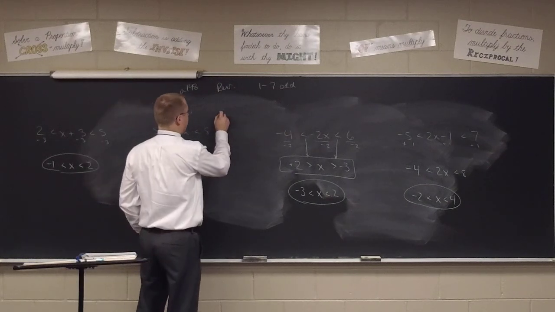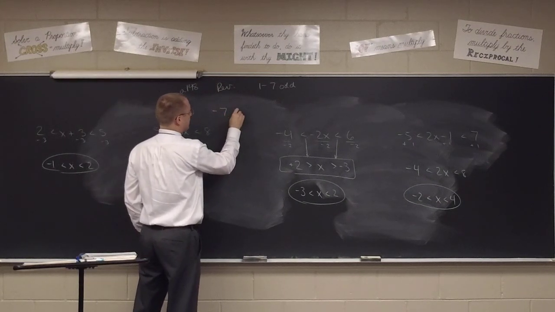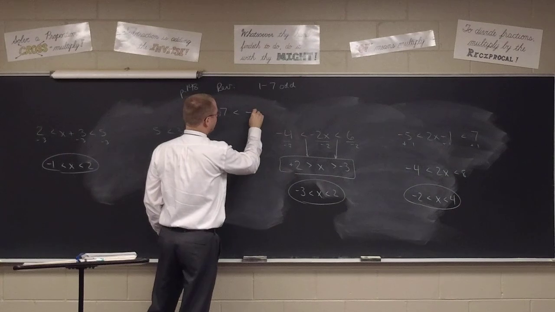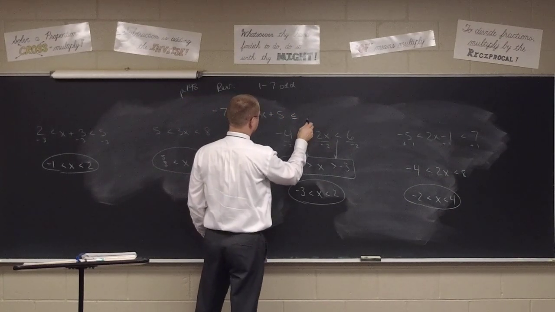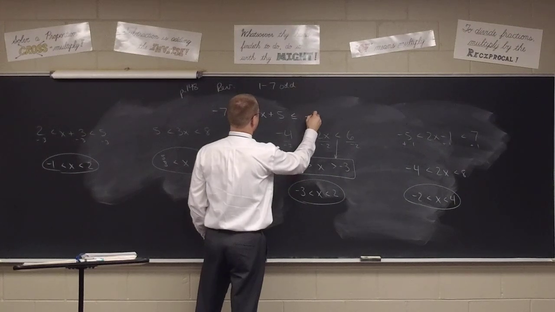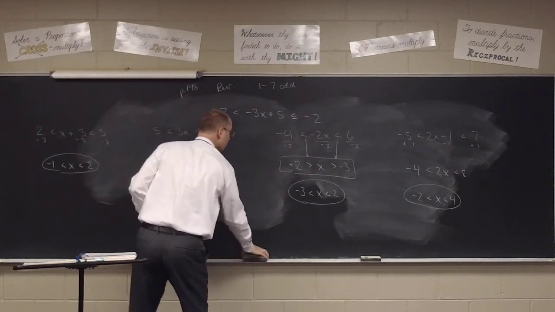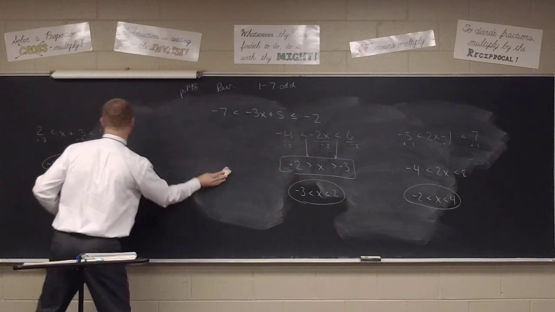So let's suppose we had a negative 7 is less than negative 3x plus 5 is less than or equal to negative 2.